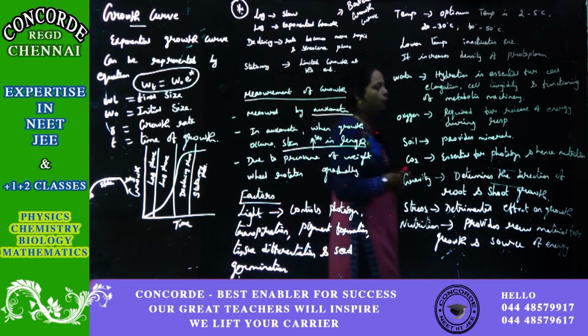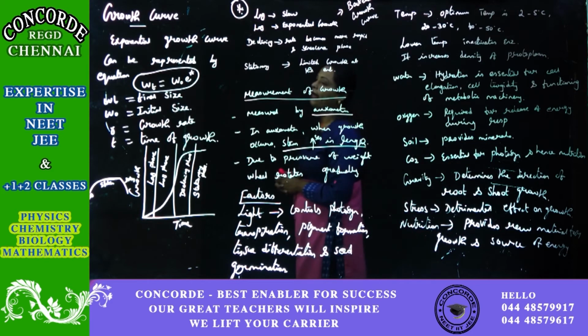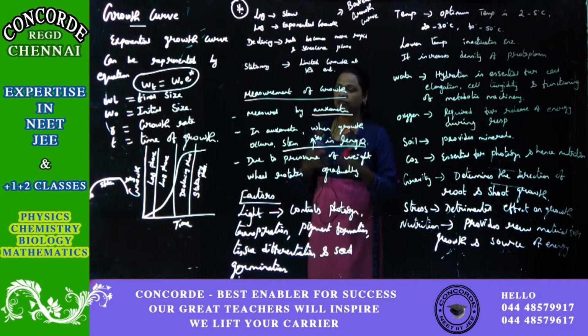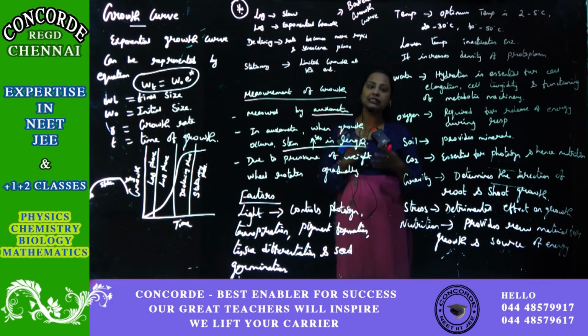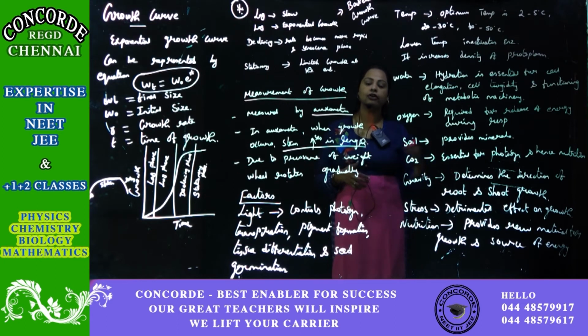As you all know, the plant has a number of tissues like cortical cells, parenchymatous cells, sclerenchymatous cells. All those tissues require differentiation. It is not that the plant has only one type of tissue. It has different types of tissue. For those different types of tissues, it requires differentiation. For that differentiation, light is required.